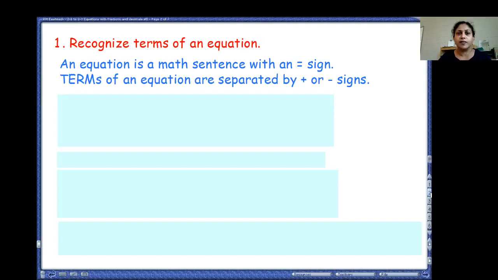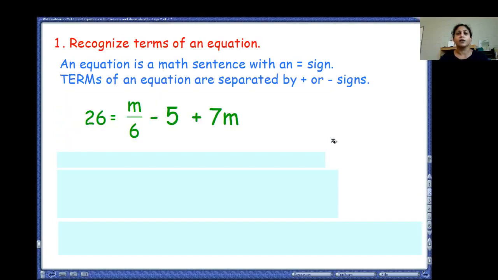How to recognize the terms in an equation. An equation is a math sentence with an equal sign. The terms of an equation are separated by plus or minus signs. So here's an equation, and can you guess how many terms there are in this equation? So I see an equal sign, a minus sign, and a plus sign. Therefore, there are 4 terms in this equation.